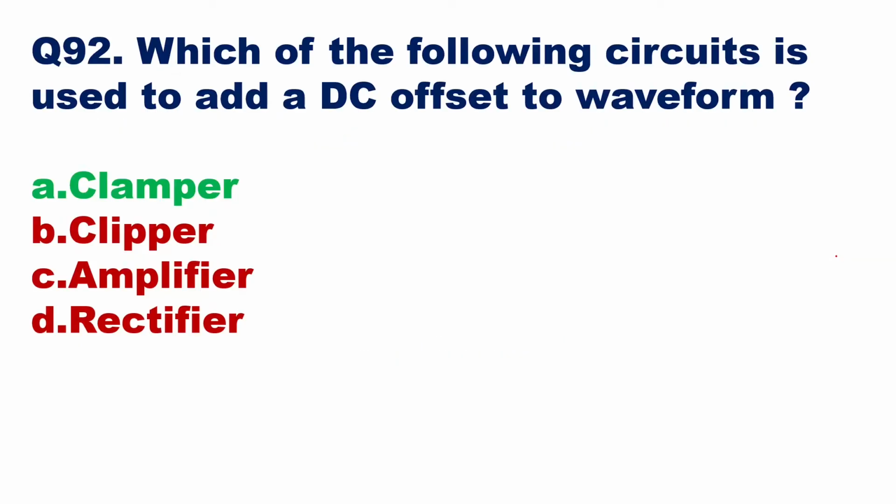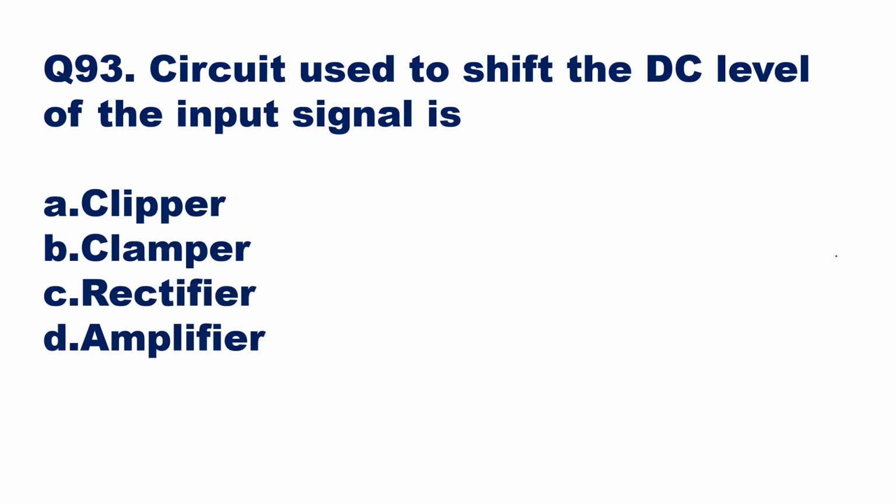Which of the following circuits is used to add a DC offset to a waveform? Option A is clamper circuit. Then question number 93, circuit used to shift the DC level of the input signal is. Again, the same question is asked here in another way. If you are shifting the DC level of the input signal either on the positive side or on the negative side, then it is clamping only. So clamper is the circuit which will shift the DC level of the input signal. So option B, clamper, will be the right answer here.